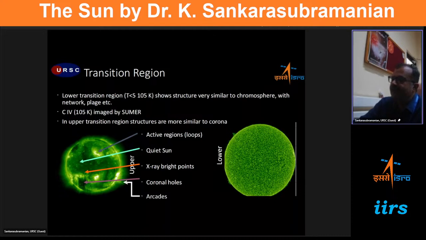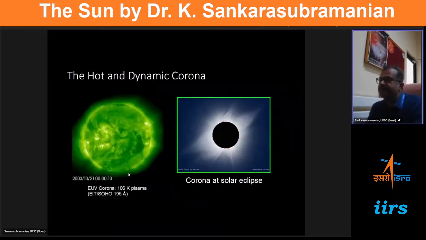And you also see these active region arcades, which are also seen in the upper chromosphere and lower coronal regions. Then, of course, comes the corona, which most of you would have seen during eclipse periods. You see very beautiful structures of the corona, which mimic the magnetic field structures in the photosphere. And we also see this million degree corona in extreme ultraviolet images taken at 195 angstrom wavelength.